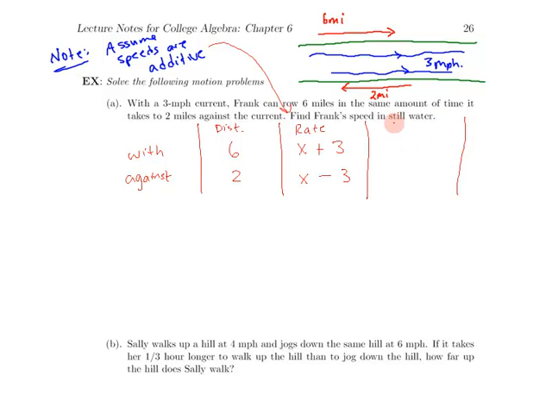And so now the time, using distance over rate, gives me the following: the amount of time it takes him with the current is 6 over x plus 3, right? The distance divided by the rate. Against the current, it's going to be 2 over x minus 3. Now, we don't just add the last column up to 1 like we did with combined work. We actually have to pay attention here. A little bit of critical thinking. What do we know about those times? Well, look at this. What does it say right here?